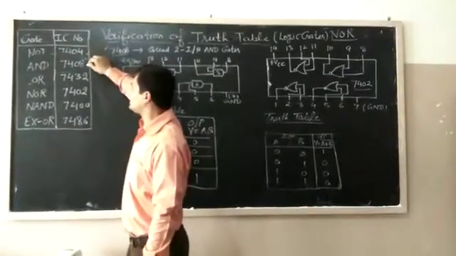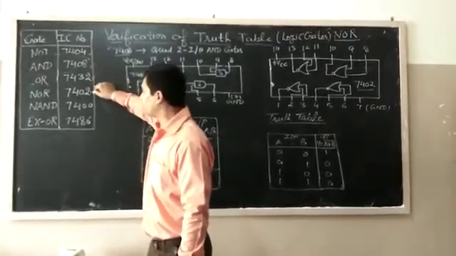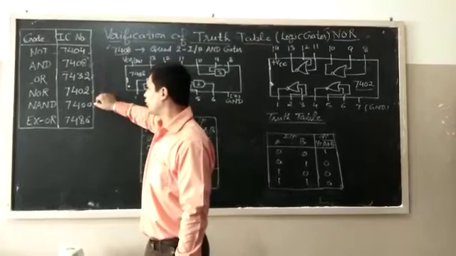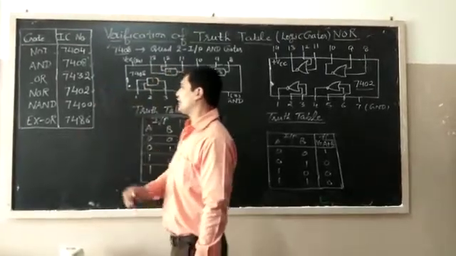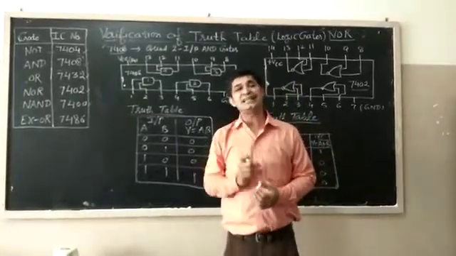7404 is for the NOT, 7408 for the AND, 7432 is for the OR, 7402 is for the NOR, 7400 is for the NAND, 7486 is for the XOR. So IC stands for integrated circuit.